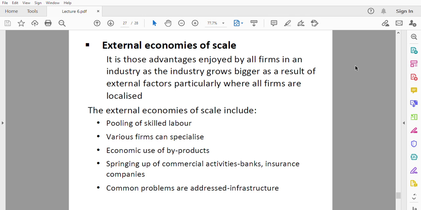And also, common problems are addressed. Where there is an industry, many a times there is road construction, and you wouldn't have to use your profits to construct the road. Government can even come in and construct the road because it has found a lot of firms gathered there in production, so that reduces your cost as well.